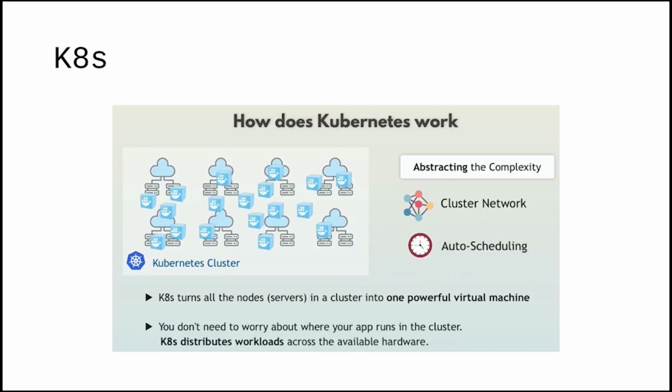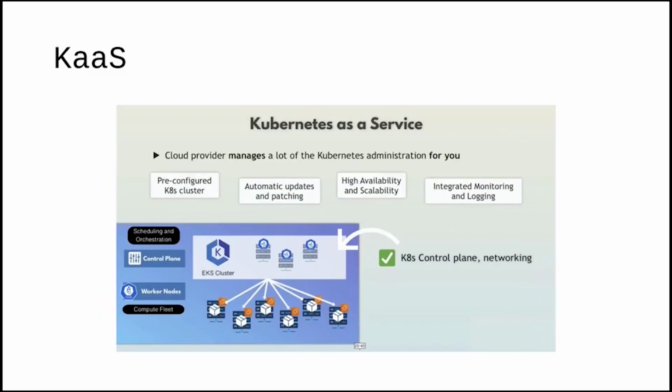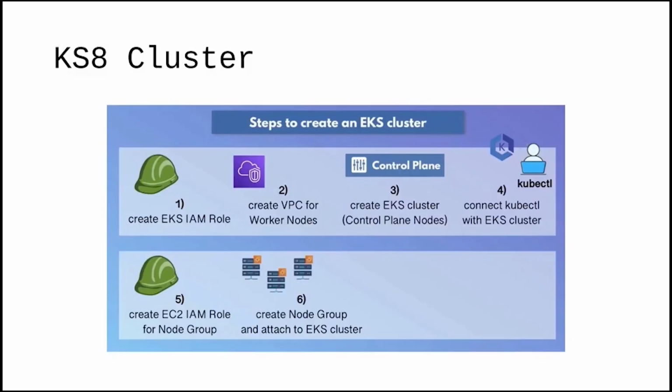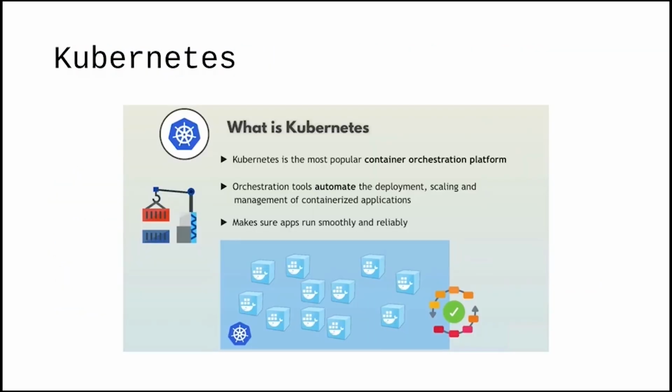In this analogy, boxes represent containers. The moving company system represents container orchestration. Packing items into boxes ensures consistency and portability, just like containerization. The moving company management system automates and optimizes the moving process, just like container orchestration.